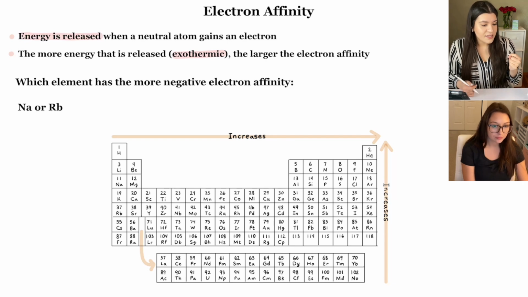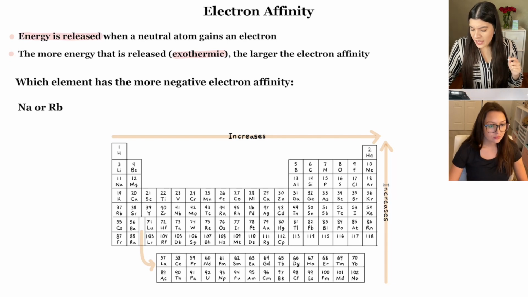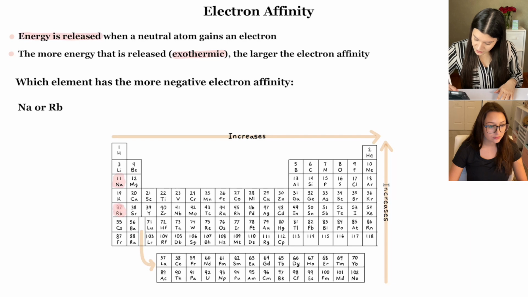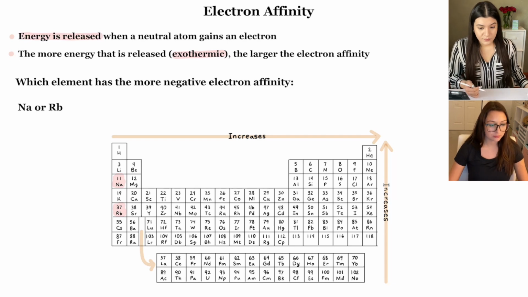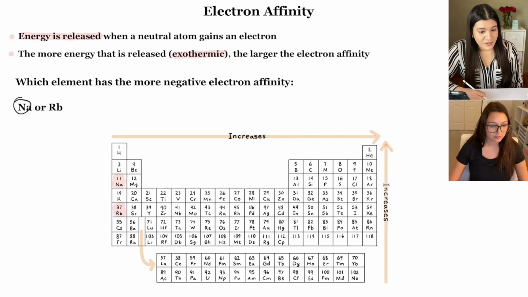And let's just do an example. Looking at our trend again, I have an A, which is here, and a B, which is here. Just looking at the trend, which one would be the largest, or have the highest electron affinity? Sodium. That's it. I love these. Yes, they're so much easier.